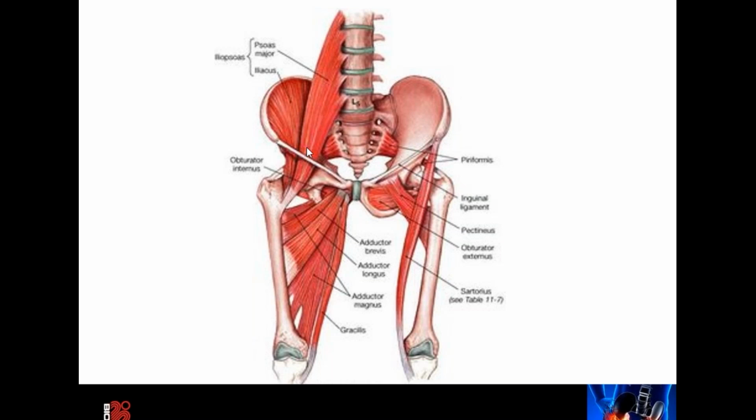And then of course, everyone is familiar with the groin muscles, or the adductor muscles. These large muscles help to move the leg inwards. So think of when you're trying to squeeze your legs together, that's what the adductor muscles do.